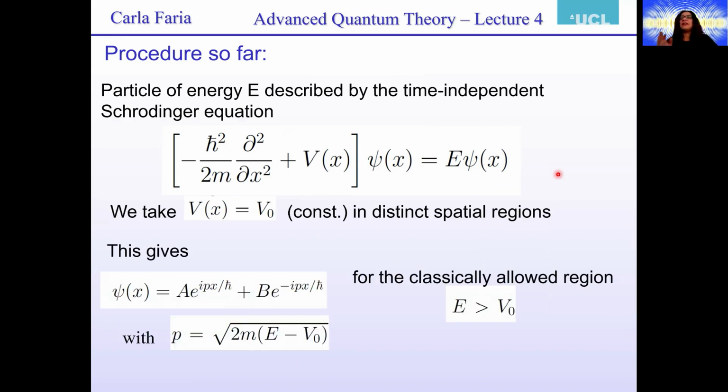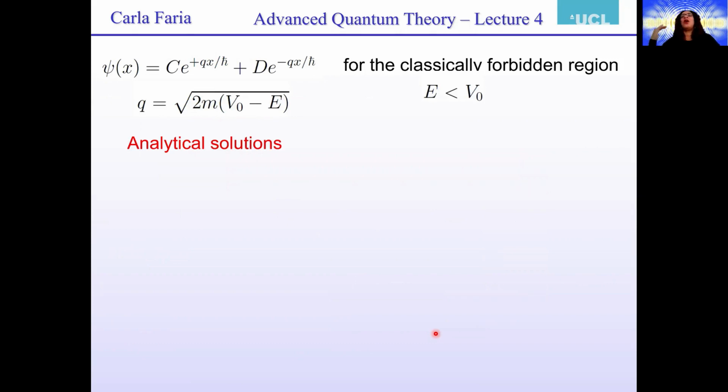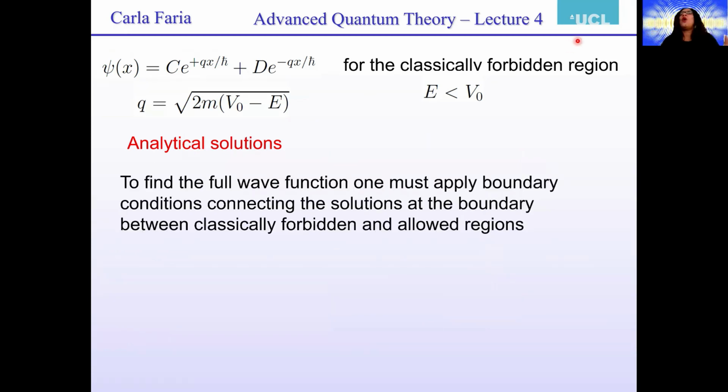So if you do that, as we are usually used to doing, this is going to give you this expression. So you have here, in general, a wave function which is characterized by one wave propagating to the right, the other propagating to the left, for the classically allowed region. This means E, which is the energy of the particle, is bigger than V0, and we know that p, the momentum, is the square root of 2m(E minus V0). This is something we have learned before. And we also know that if the energy of the particle is smaller than the potential, you will have solutions that are exponentially increasing and exponentially decaying, where q is given by this expression. These are analytical solutions.